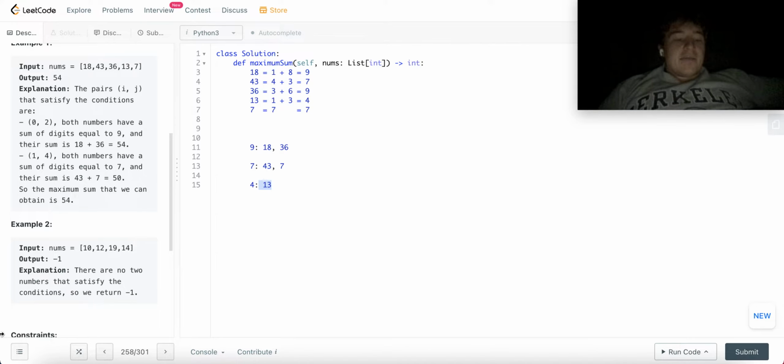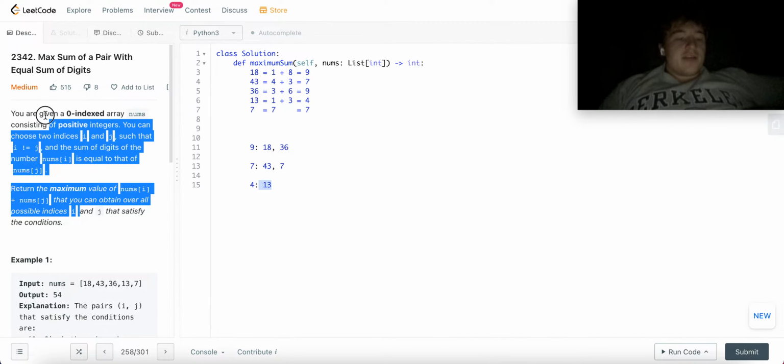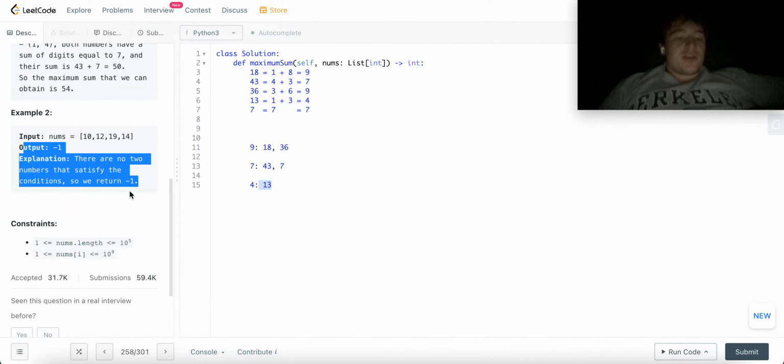Oh, interesting. If there's nothing that meets the condition, return -1. I probably said that and I just didn't notice. Look, it doesn't even say that, but I guess you're supposed to return -1 if it doesn't meet the condition. So it's not the best written problem, but that's neither here nor there.